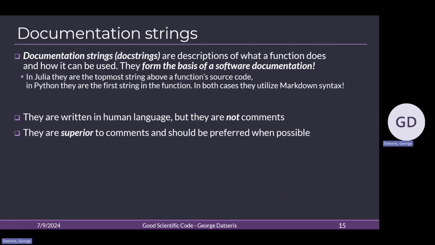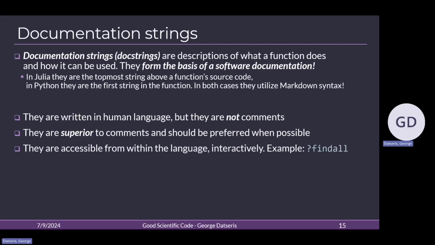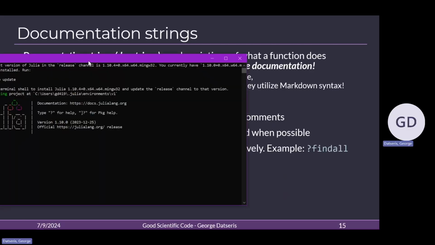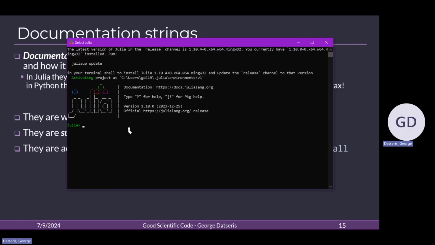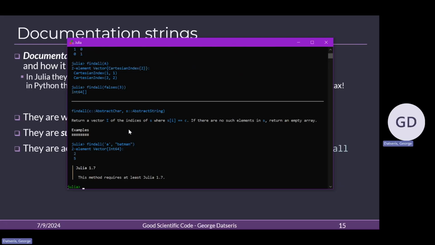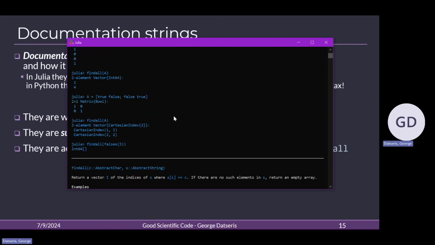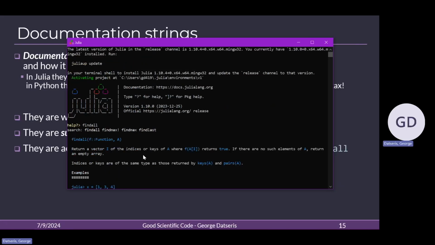Why are doc strings superior to comments? Because they are accessible from the language interactively, first reason. So if you see here my Julia console, if I type question mark, I go into this help mode. Now, if I type the name of a function, let's say findall, what this actually will show me is the documentation string of the function. That's why documentation strings are superior to comments, because you cannot just get the comments in the source code of the function this way.